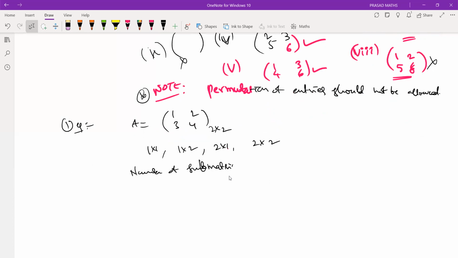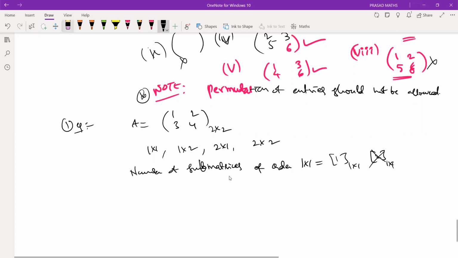Submatrix of order 1 by 1. Tell me, how many 1 by 1 submatrices are there? 1, 2, 3, 4. This is 4, submatrix 1 by 1. And this is also a 1 by 1. And 0. So what is the submatrix of order 1 by 1? Only 1. Is it a submatrix? Yes, sir.